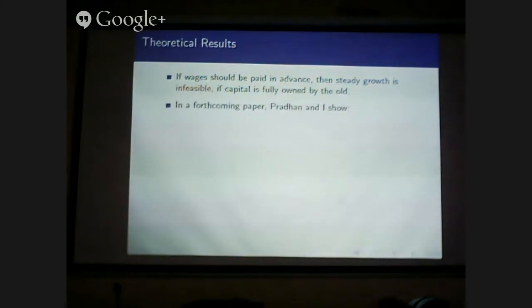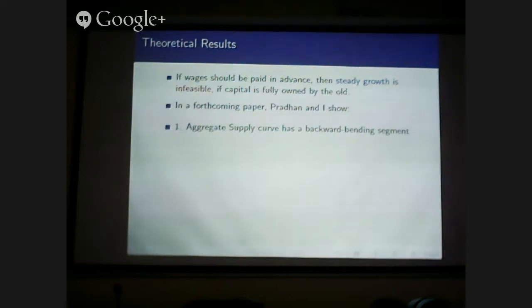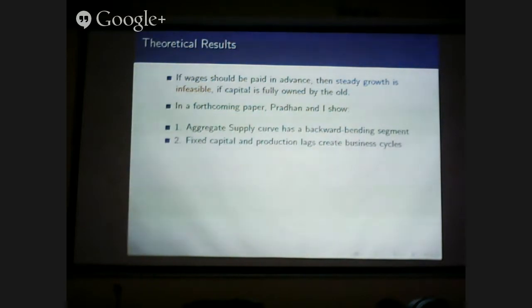In a forthcoming paper with Pradhan, I have shown the aggregate supply curve for the consumption good has a backward bending segment. That means if you keep raising the price of the consumption good, in an aggregate sense, beyond some level, the supply will start going down. That's a type of theoretical result we have. And fixed capital and production lags create business cycles. We don't need other arguments. Simply fixed capital and a lag in production will create cyclical movements.